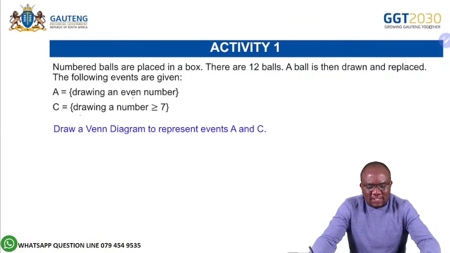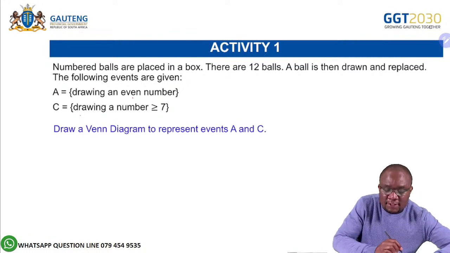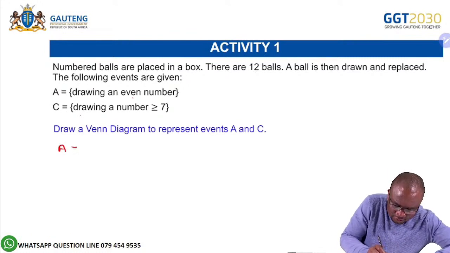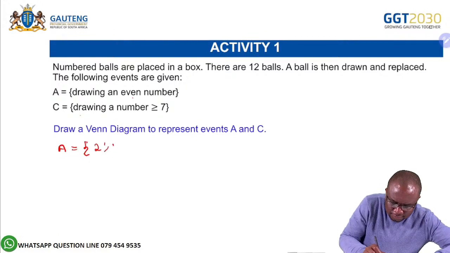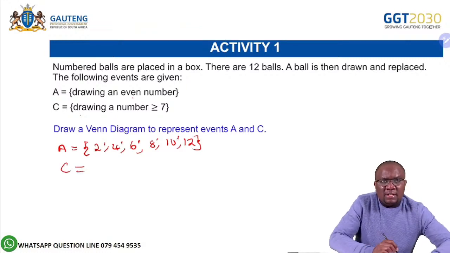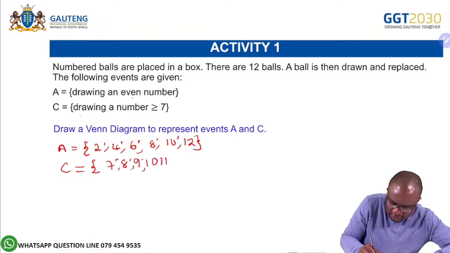Right, welcome back, grade 10s. Let's see how we're supposed to draw this Venn diagram. So, A, drawing an even number. We start with what? Even numbers: 2, 4, 6, 8, 10, 12. And then C, a number greater than or equal to 7, is 7, 8, 9, 10, 11, 12.